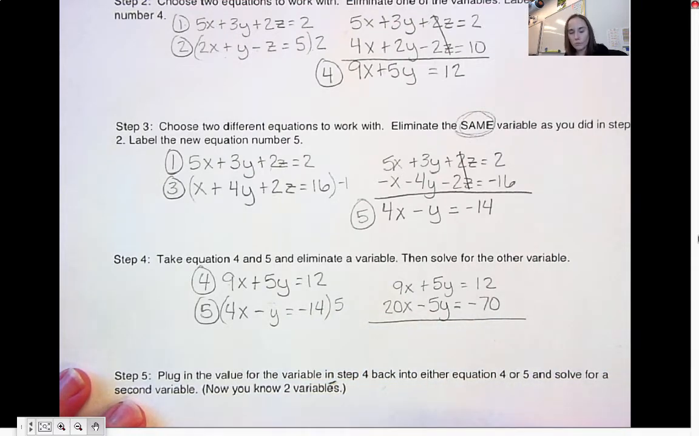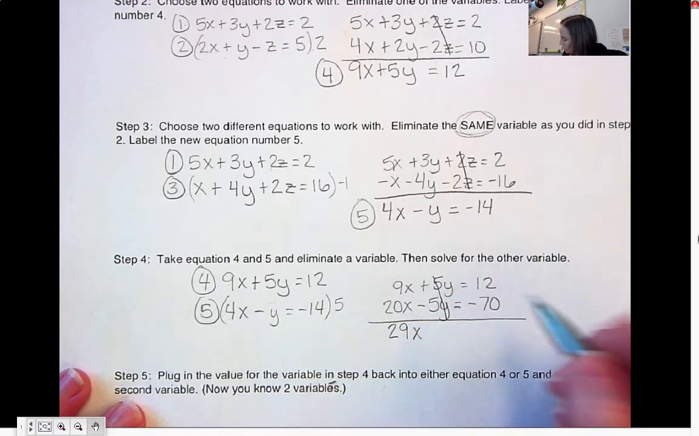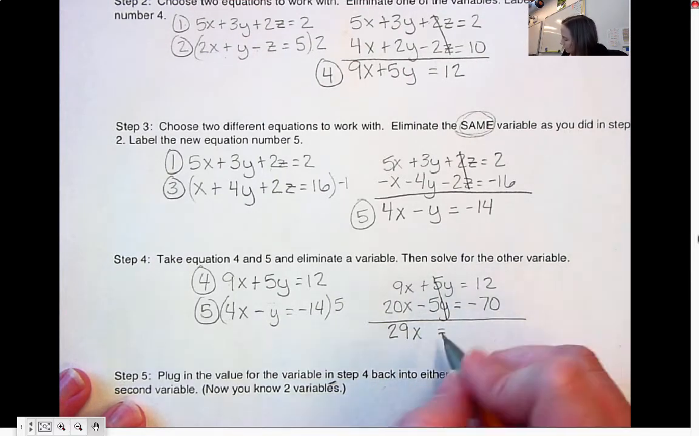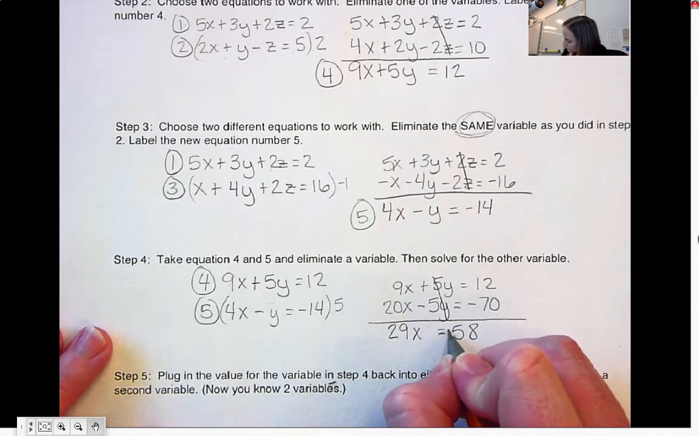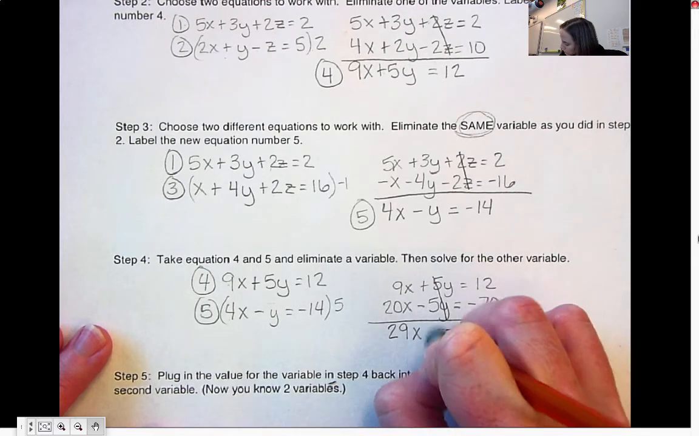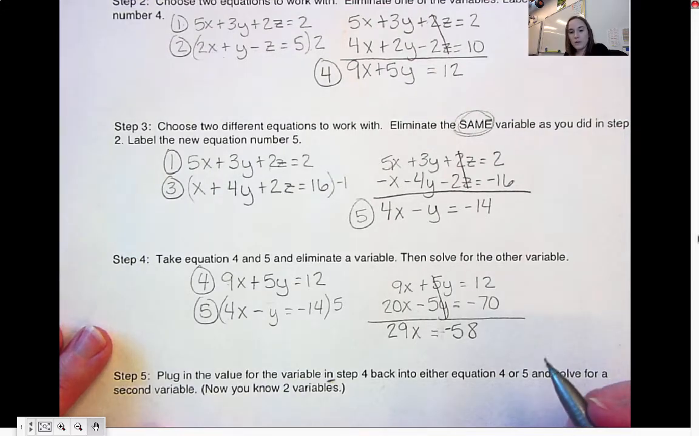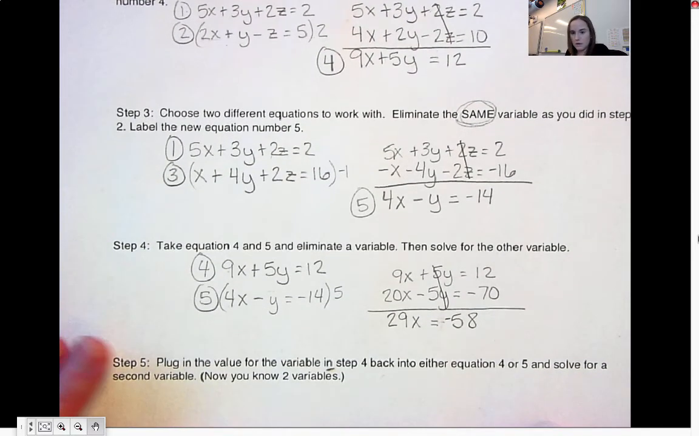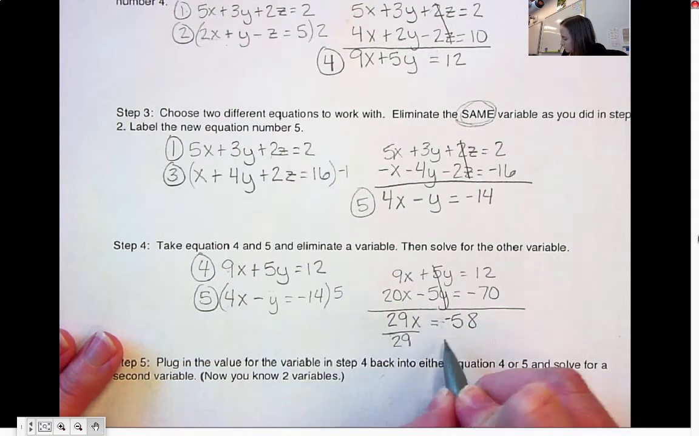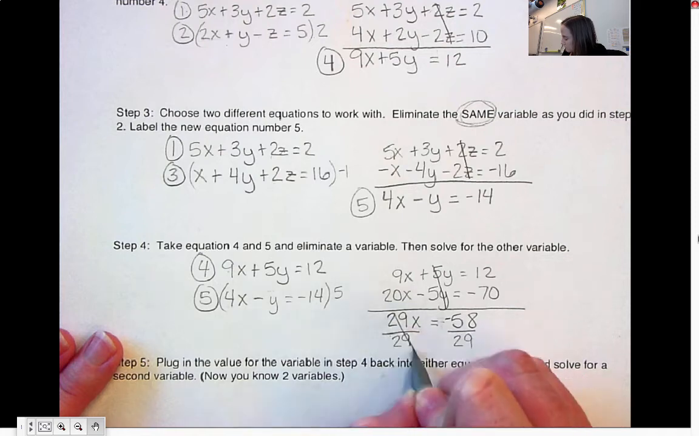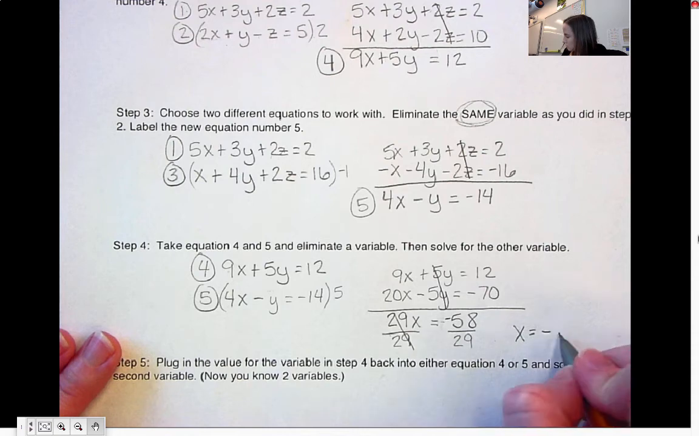Go ahead and combine your like terms. 29x, these cancel, and negative 58. Now we can solve for x at this point because this is an equation that we can solve. So x will equal negative 2.